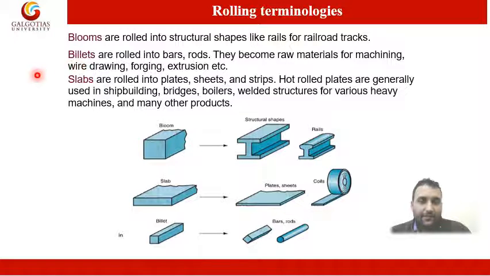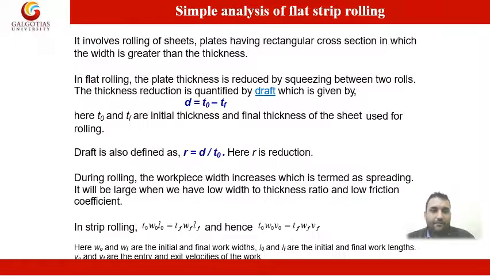Next is the billet. Billets are rolled into bars and rods. This is a rectangular slab that becomes the raw material for machining, wire drawing, forging, or extrusion. Next are slabs. These are rolled into plates, sheets, and strips. Hot rolled plates are generally used in shipbuilding, bridges, boilers, welded structures for various heavy machines, and many other products.